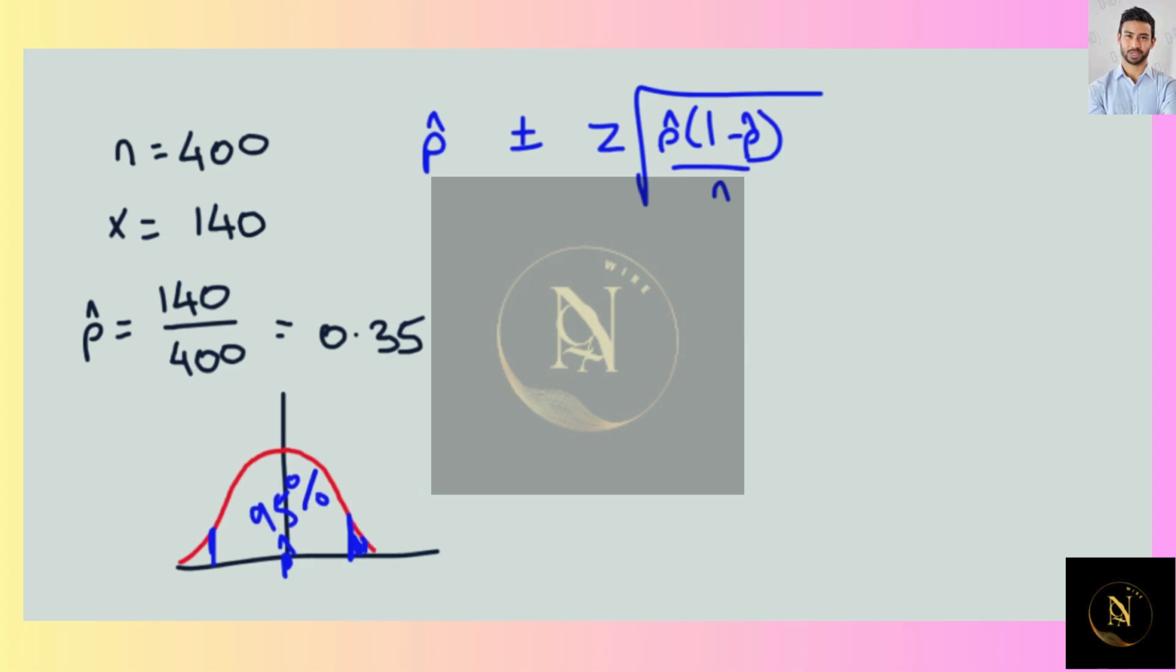That leaves 5% in the tails, so each tail is 2.5%. Z is the z-score to exclude these tails. You may have a table of these. If not, use the inverse normal function to get the critical value 1.960.